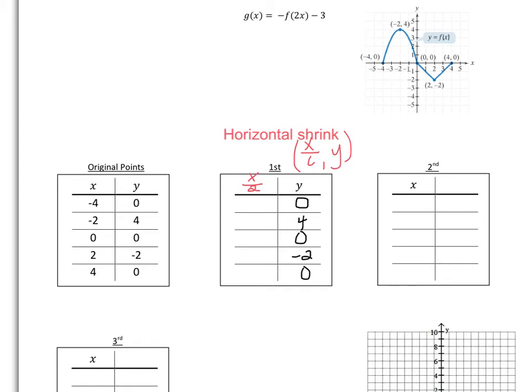And then in order to get my x's, I'm just taking each of the x's that I already have and I'm dividing it by 2. So we had negative 4 divided by 2 would be negative 2. Negative 2 divided by 2 would be negative 1. 0 divided by 2 would be 0. 2 divided by 2 would be 1. And then 4 divided by 2 would be 2. So what this table shows would be just the transformation of the horizontal shrink, since we had that times 2 inside.